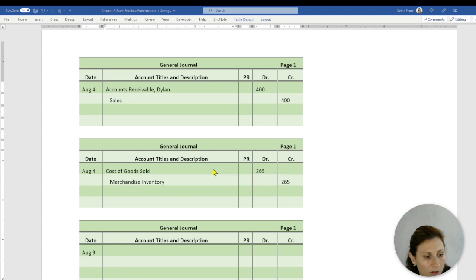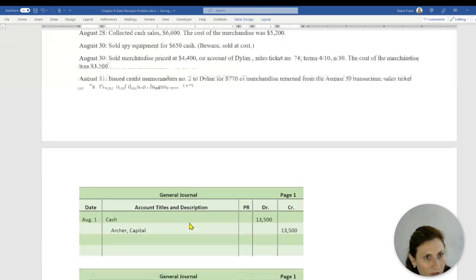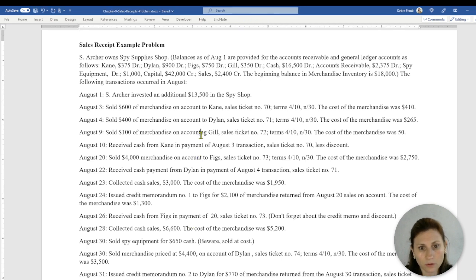All right, that's fixed. So next we have another transaction on the 9th. We sold $100 of merchandise to Gil. And the cost of merchandise was 50 bucks. All right, let's be consistent here. Come on, so sloppy.